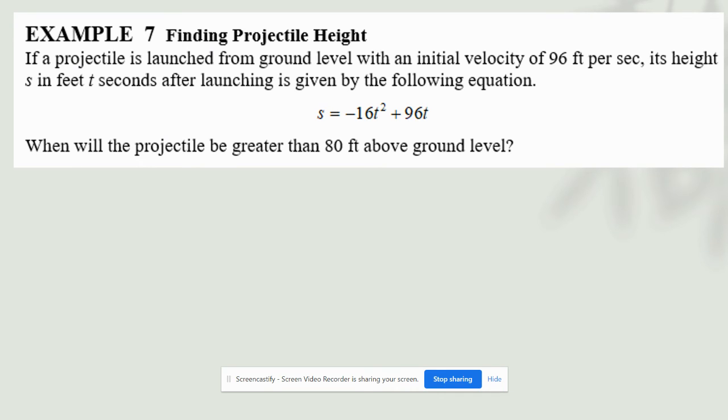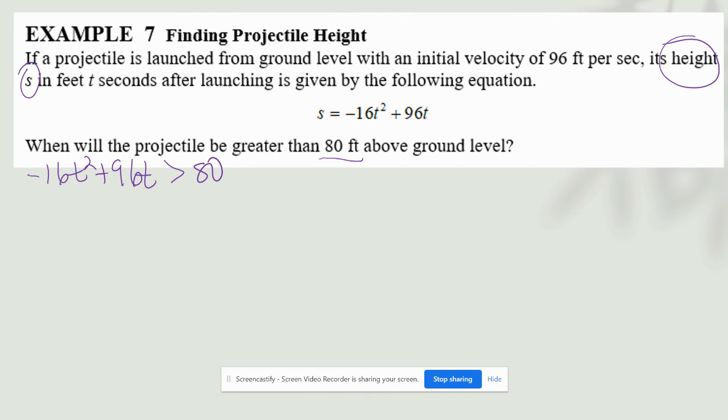And our last step is talking about the height of something that we are launching. We have an equation of s is equal to negative 16t squared plus 96t. And we want to know when this will be greater than 80 feet above the ground. And it says its height is s. So we want negative 16t squared plus 96t to be greater than 80.